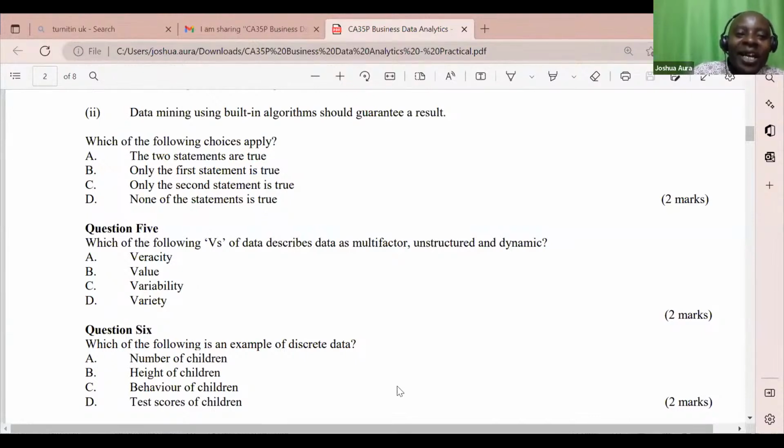The correct answer here is D, variety. Could you kindly, you guys, please do me a favor. Is there somebody who can remember the 5 V's? Is there somebody who can write them down very fast? The ones who attended the Monday's class.